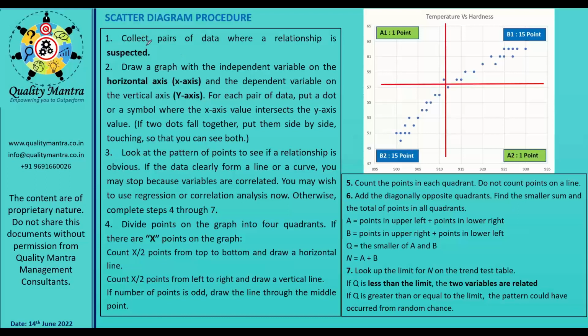Number one thing will be to collect the pair of data where the relationship is suspected. जो भी डेटा हमको कोरिलेट करना है, आपको लगता है कि यस द स्ट्रेंथ एंड द टेम्परेचर इज कोरिलेटेड, ओके, द अमाउंट ऑफ मिक्सचर यू आर एडिंग एंड द एक्सप्लोसिविटी ऑफ दैट पर्टिकुलर मटेरियल is correlated, ऐसा आपको लगता है, you are suspecting, then you will collect that data.